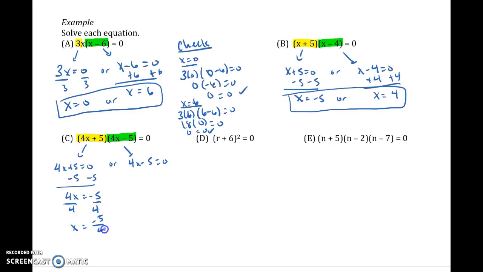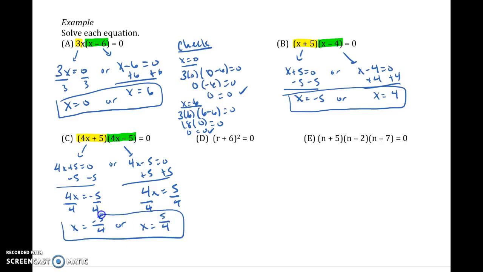Do not fear fractions. They could be right answers. They are numbers that we use all the time, so we don't want to say that they can't be a right answer. So in this case, x equals negative 5 over 4, or x equals positive 5 over 4.